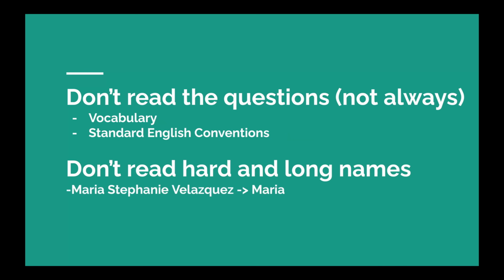And then another very big tip is do not read the questions, but not always. So in vocab and standard English conventions, you mustn't read the questions because, as I said, standard English conventions start from around the middle of the module. So let's say around question 15. And from question 15 until you see the notes questions, every single question is going to be standard English conventions, every single one of the questions. So you're not going to get a different question.